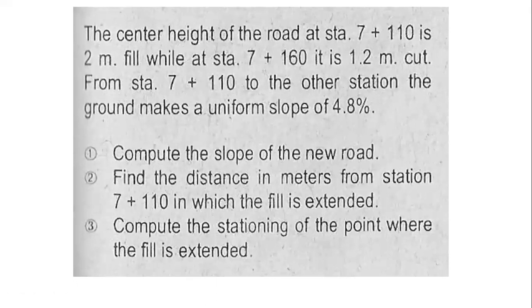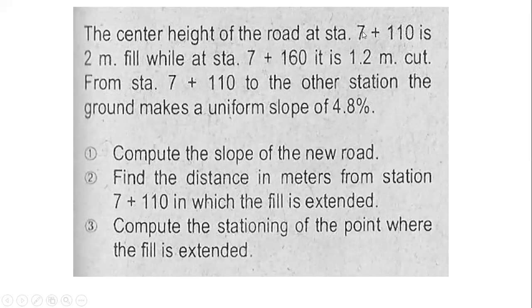For example, the center height of the road at station 7 plus 110 is 2 meters fill, while at station 7 plus 160 is 1.2 meters cut. The stationing, by the way, is such that the first digit represents kilometers, while the second digit represents meters.